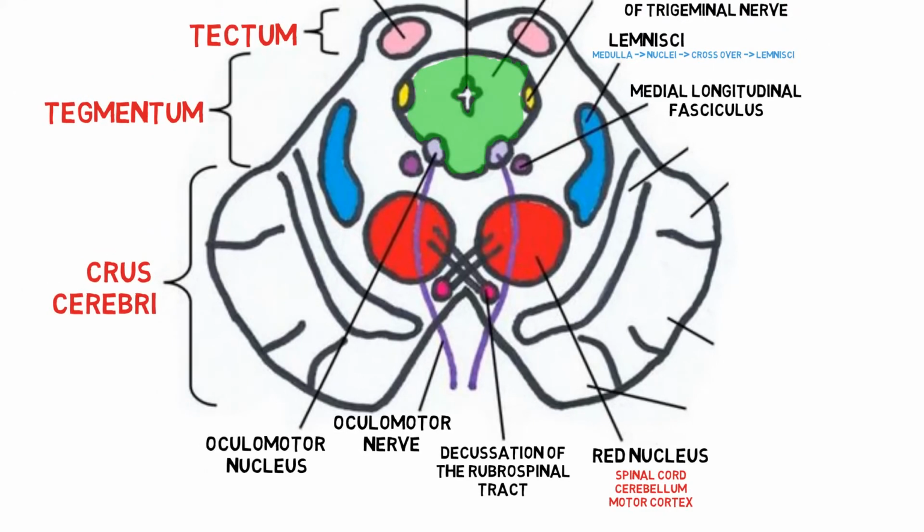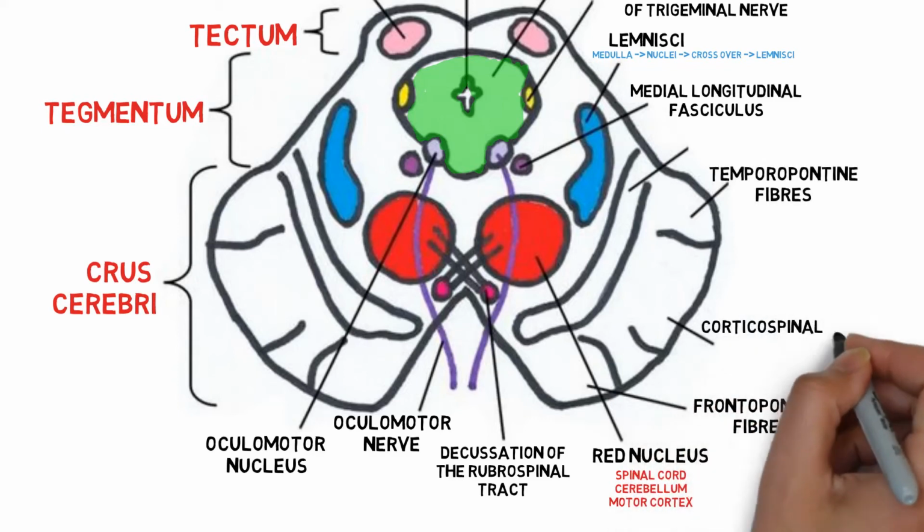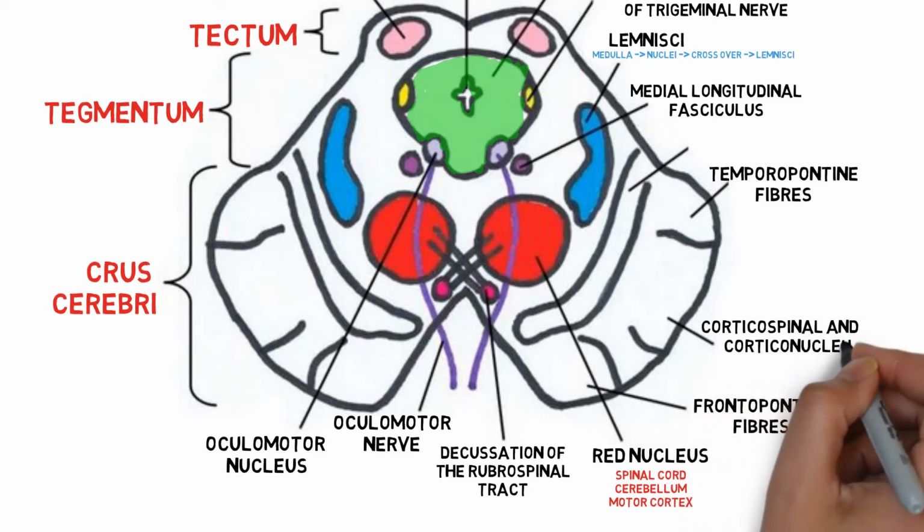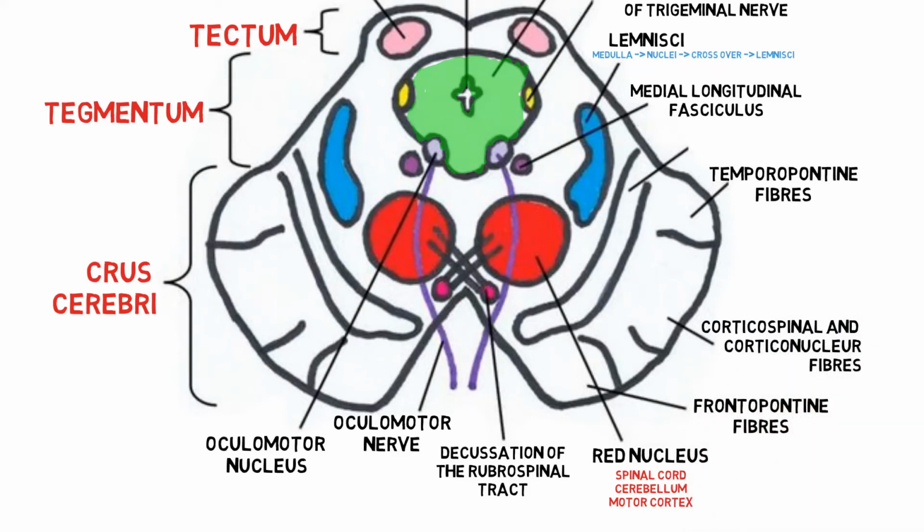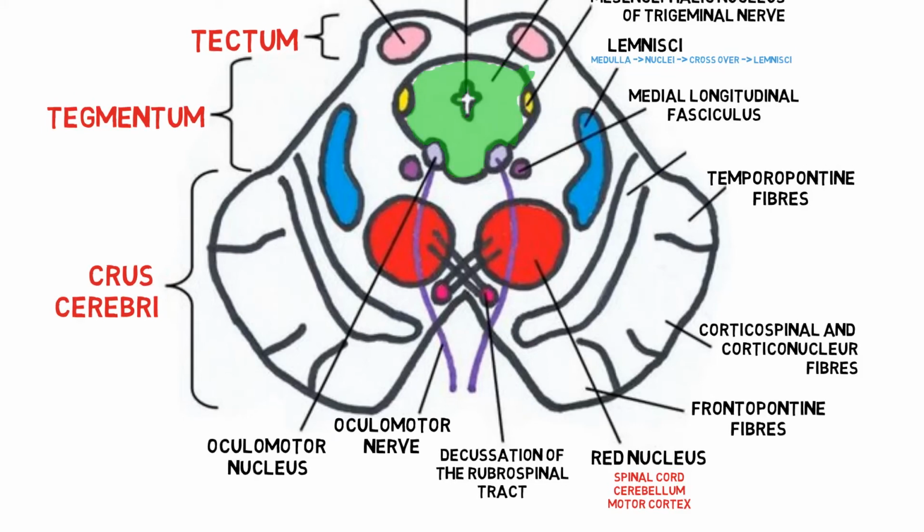The crus cerebri are two large structures protruding from the front of the midbrain. It contains several fiber tracts. The corticospinal tract originates from the motor strip in the cortex to the lower motor neurons in the spine. This pathway contains the signals for all motor movement of the trunk and limbs. This tract contains the axons of more than 1 million neurons.